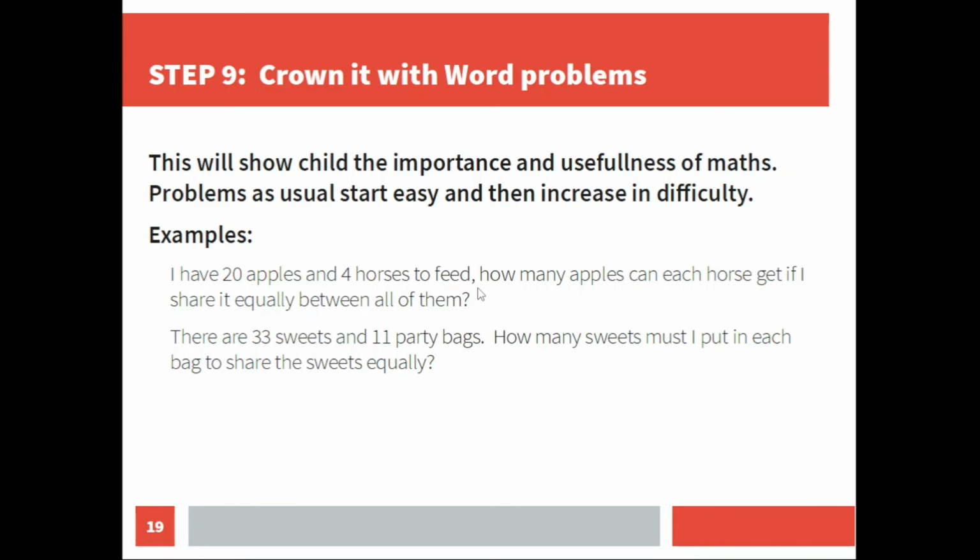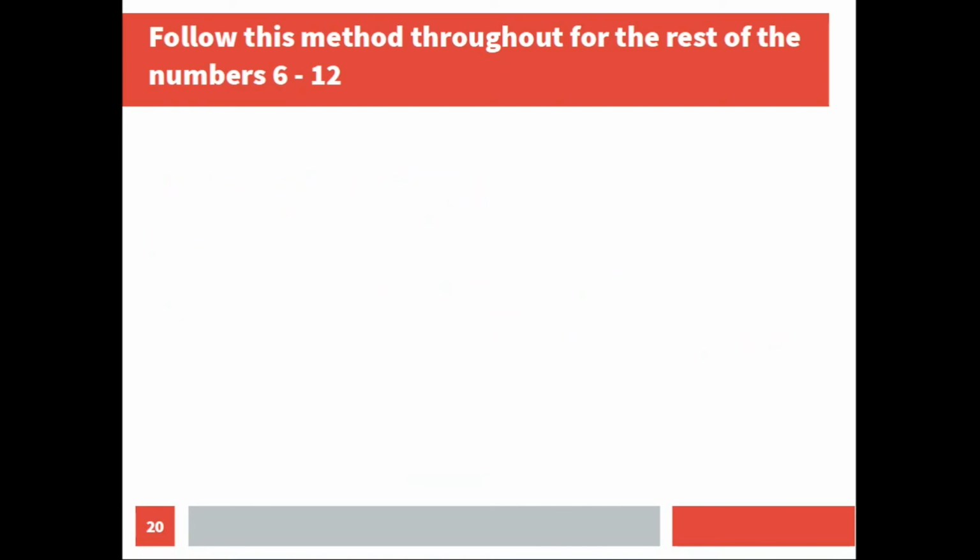And then the last step is to crown it off with word problems. Always try, whenever you have something, to crown it off with a word problem: if I have 20 apples and four horses to feed, how many apples can each horse get? For example, this. Always try to have a word problem because maths is about reality. You must emphasize that section. You can follow this method throughout for the rest of all the numbers. Of course, some steps you skip because if the child knows it, he knows it.